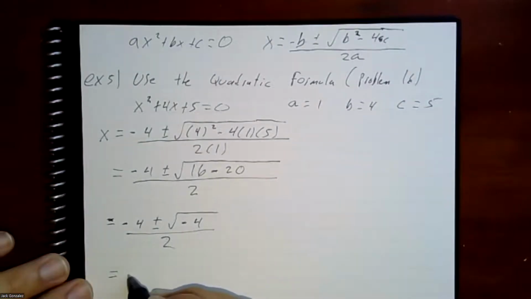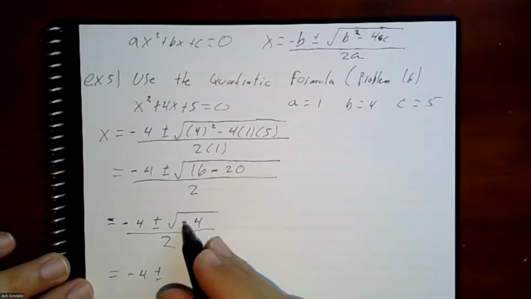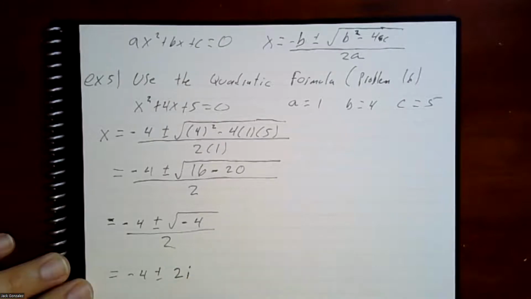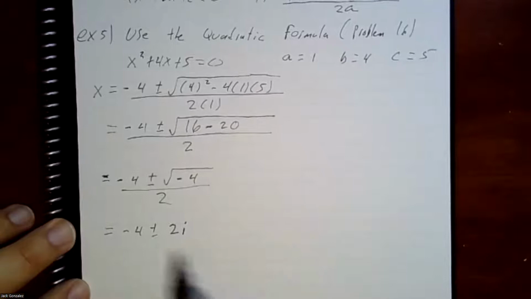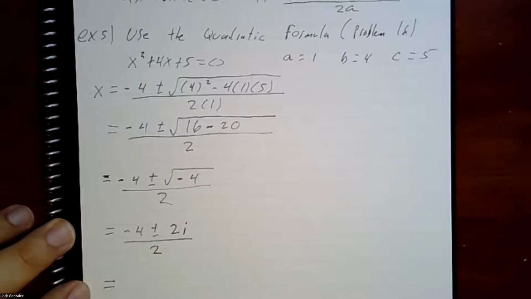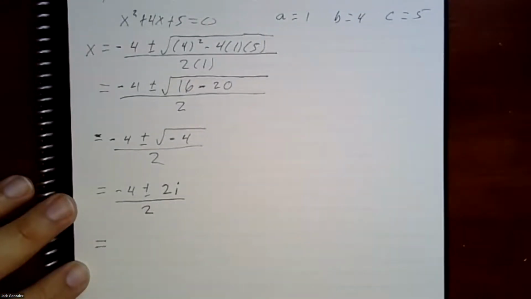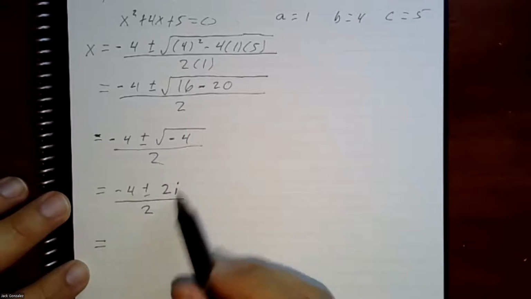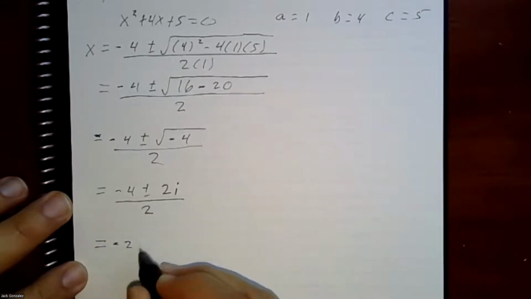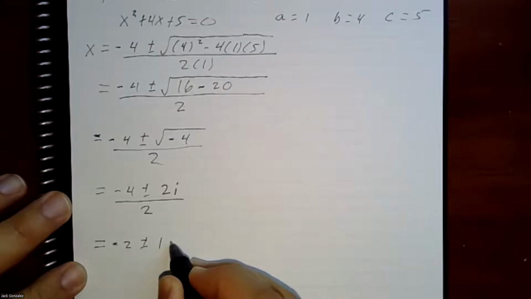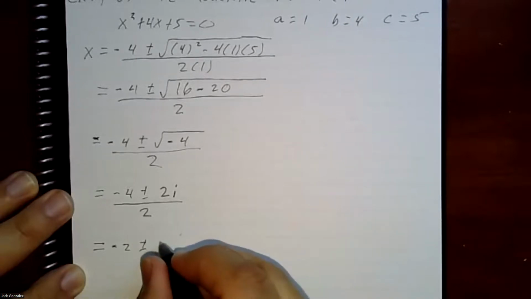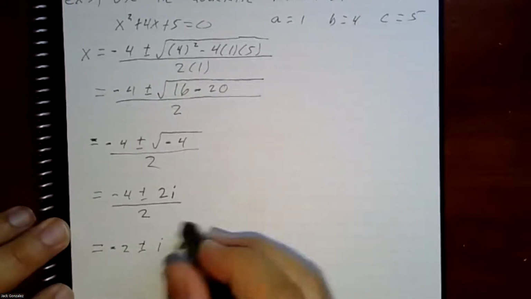Okay, so at this point, we get negative 4 plus or minus the square root of negative 4 is 2, but you have to deal with the negative, which gives us our complex number, right? The imaginary component, 2i. Now, technically, you can divide 2 into both because this is a fraction, right? There's a 2 at the bottom. So divide both by 2 and you get negative 2 plus or minus 1i, or just i if you want. I don't like that i.